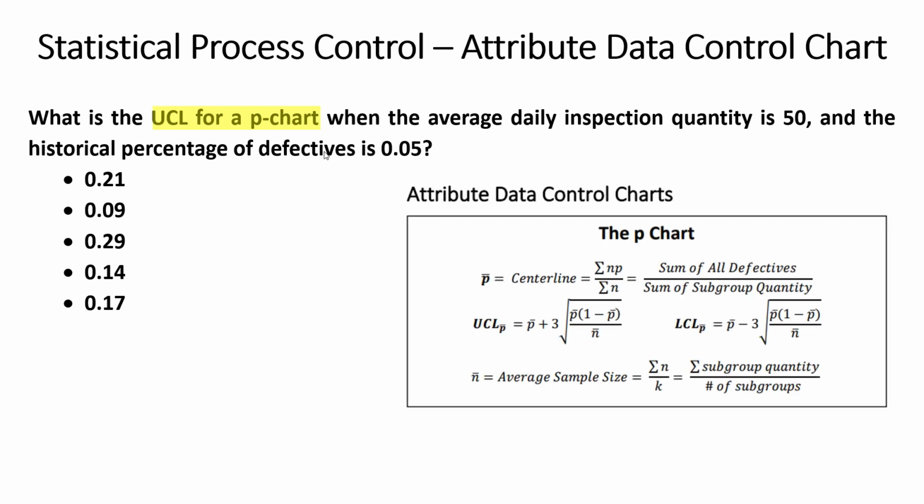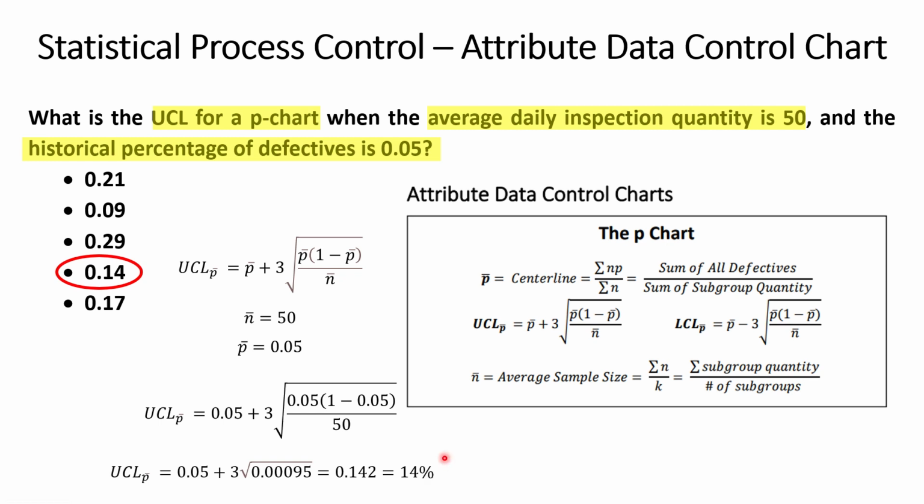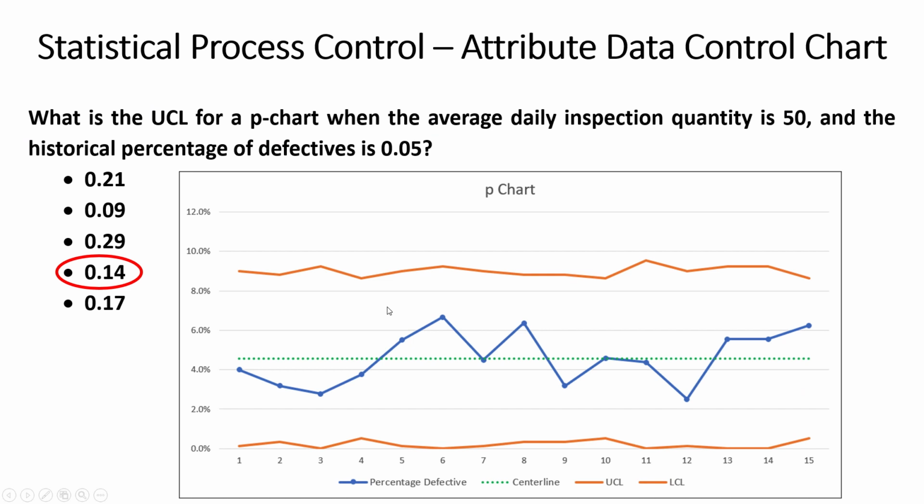So we go to our exam day guide, we look up the P chart equations, we know what the upper control limit calculation is, and based on the problem statement, we know that N bar is the average daily inspection quantity. This is the average sample size. That's 50 units per day. And on average, the average number of defects that we experience is 0.05 or 5%. And we can essentially plug those two variables back into this equation and solve for that upper control limit. So it's about 14%.